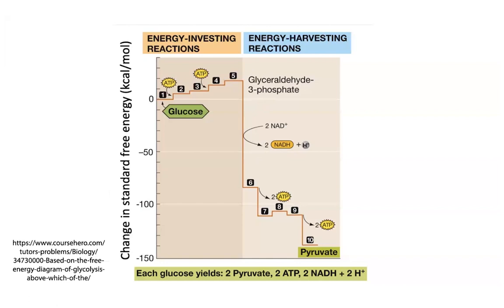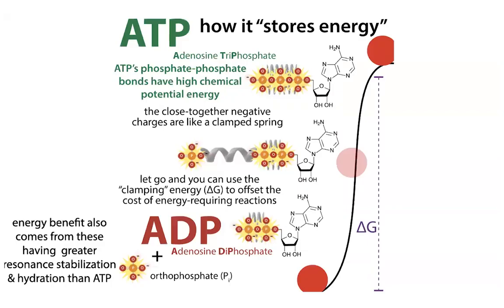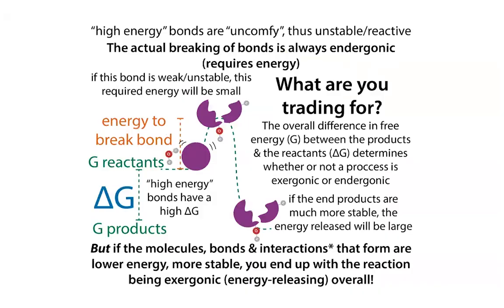But if we want those big changes in free energy, and if we need to do something that's really energetically unfavorable, typically what we're going to do is turn to ATP, or turn to some other quote unquote high energy compound. Remember that it's not the actual breaking of the ATP that is causing this energetic boost. It's always going to be endergonic. You're going to have to put in a little energy in order to break a bond.